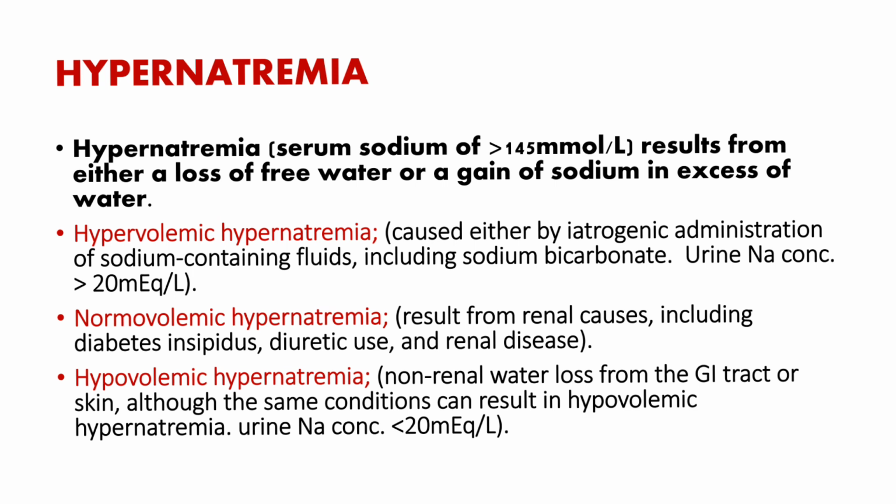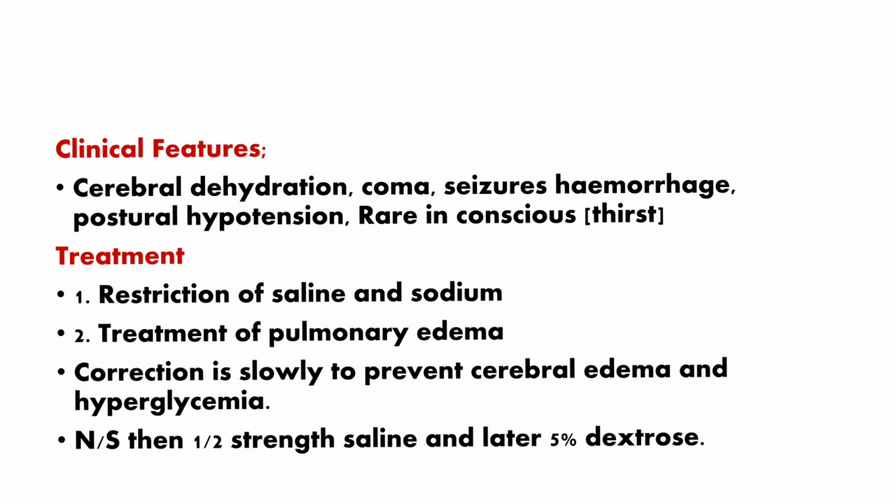The treatment: restriction of saline and sodium, and treatment of the pulmonary edema which the patient develops. Correction is slow to prevent cerebral edema and hyperglycemia. The correction is by administration of normal saline followed by half-strength saline and later 5% dextrose-containing fluid.